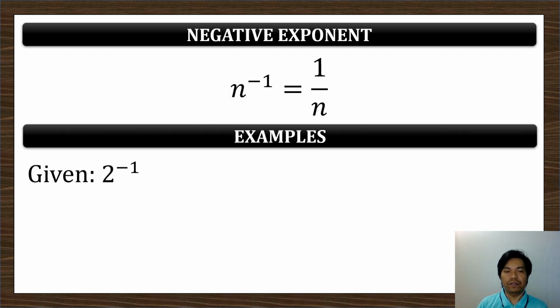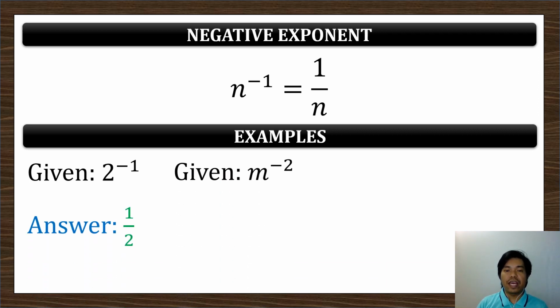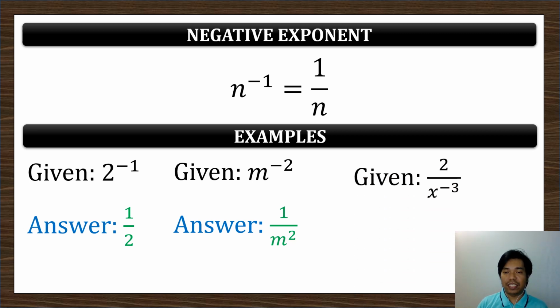So for example, if we have 2 raised to negative 1, then pag kinuha natin yung reciprocal ng 2, ang answer ay 1/2. At kung meron naman tayong given na m raised to negative 2, so pag kinuha natin yung reciprocal nito, magkakaroon tayo ng result na 1 over m squared. At kung ang given naman natin ay 2 over x raised to negative 3, pag kinuha natin yung reciprocal ni x raised to negative 3, magkakaroon tayo ngayon ng 2x cubed.